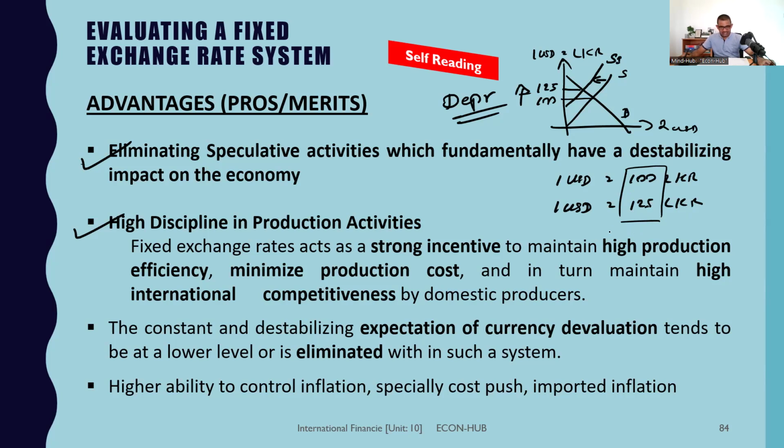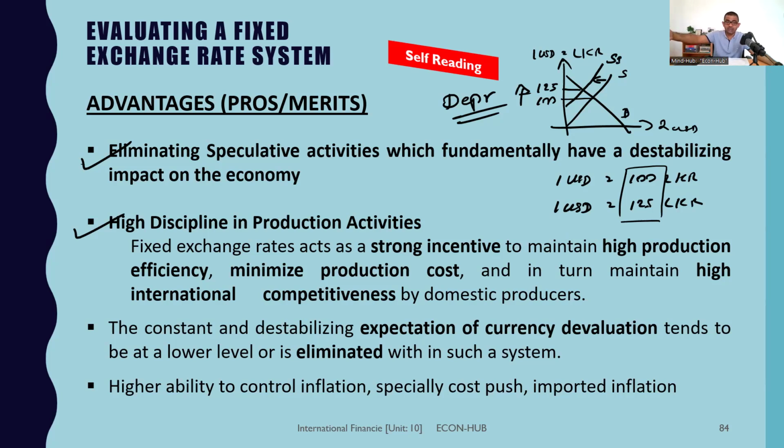So, lack of discipline in production, productive inefficiency, is unfairly rewarded in a floating system. In a what system? In a floating system. But in a fixed system, you don't reward inefficiency. If you are inefficient, you have to bear that loss, because the exchange rate is not going to change.